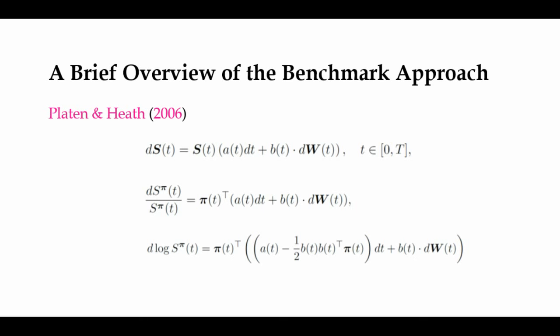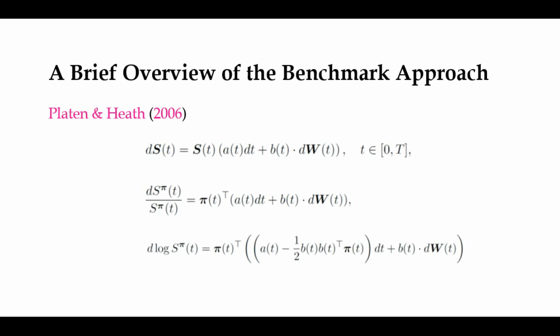So we consider a diffusive market model where we have a collection of primary securities denoted as vector process S(t). It is a diffusive model with a drift vector a(t) and volatility or diffusion coefficient matrix b(t), and W(t) is a vector Brownian motion. We have a fixed time horizon capital T.